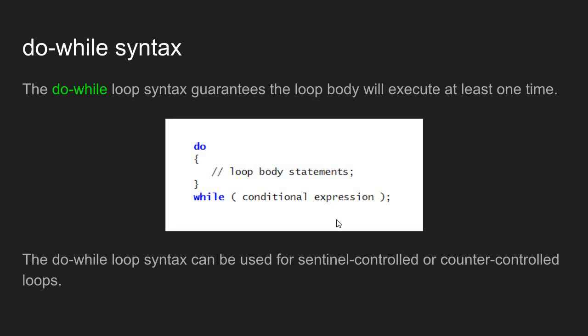Now, the way we flow through this loop syntax is, first we are going to execute all of the statements inside the loop body. Then we will check to see if the conditional expression is true. If the conditional expression is true, we will go back and execute the statements in the loop body again. And we will keep doing this until the conditional expression becomes false. And when the conditional expression is false, we end the loop and go about our program. So the do while syntax can be used for both sentinel-controlled loops or counter-controlled loops, just like the while loop. Let's look at a couple examples.